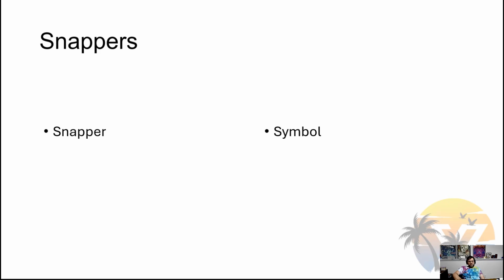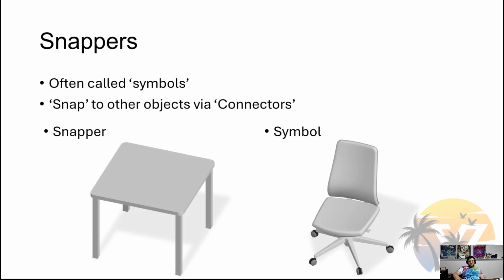Next up is snappers. Snapper is actually the developer term for symbol in CET. Like I said, often called a symbol. And they snap to other objects via those connectors. So there's actually two different groups of developers at Configura. Not that this is the only thing that differentiates developers working in CET, not just at Configura. But with the term snapper, it's actually about the snapping that object does to the connector.